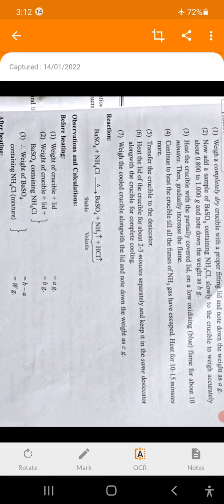Why loss in weight? Because one of the components is volatile and evaporates, and therefore that results in loss in weight. And from that loss in weight we calculate the amount of that volatile component present in the mixture. This is all theory and procedure for that experiment.